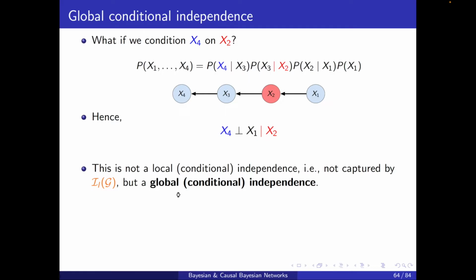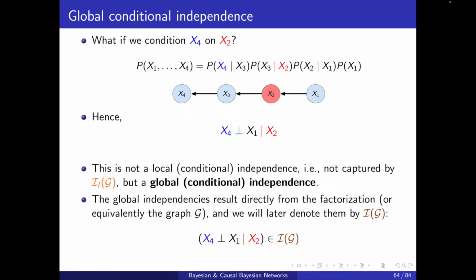That's what we call it. The global independencies result directly from the factorization. So still we use the factorization and we ended up in this independence. We will later denote them by I(G). So here we had L standing for local, but here we have the full I(G). And in this case, x4 independent of x1 conditioned on x2 belongs to I(G).